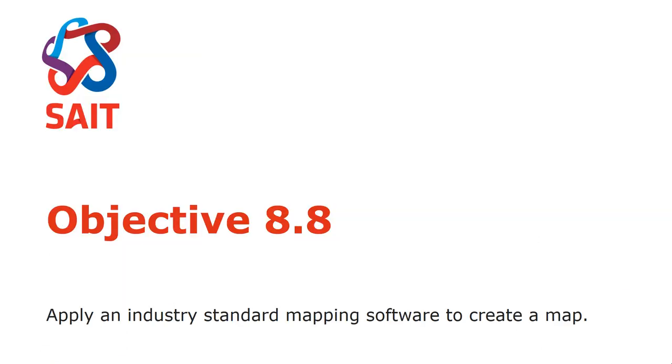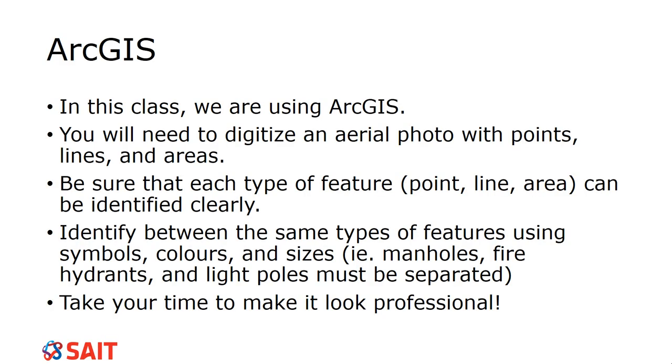So going into Objective 8.8, this is using software to create a map. In this class, we're using ArcGIS. There are two different kinds of ArcGIS nowadays. There's something called ArcGIS Pro, and then there's regular ArcGIS. I'm okay if you use either. You're welcome to use either one. I will be showing you ArcGIS Pro, and I'll try to show the other version, like 10.7, I think they're on. So we'll include that.